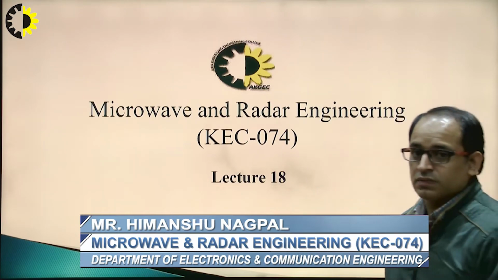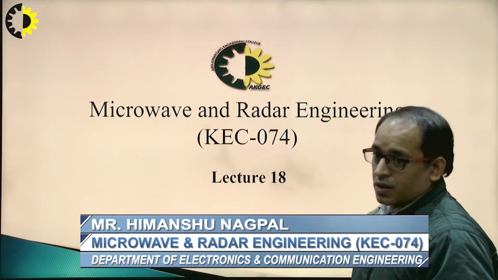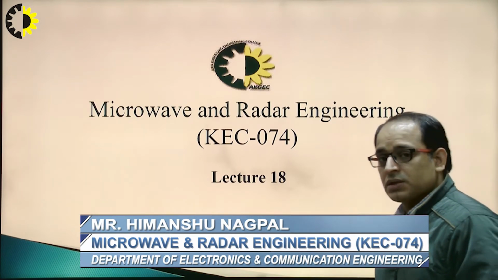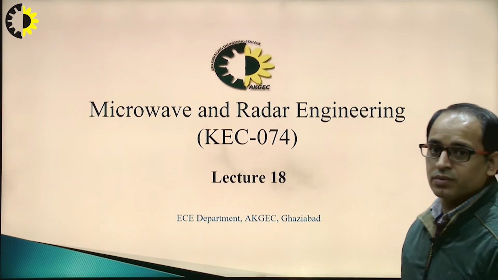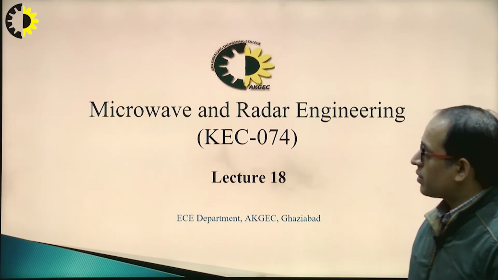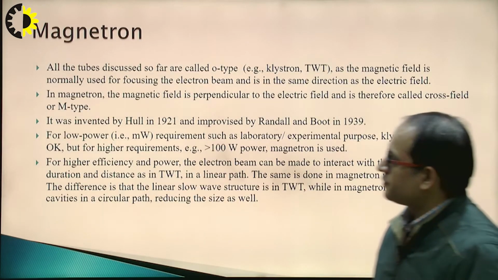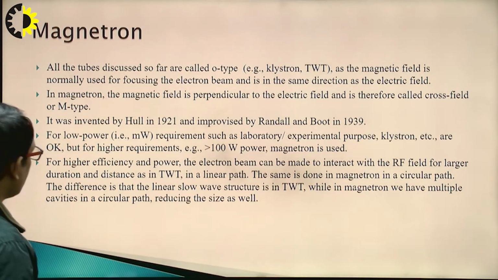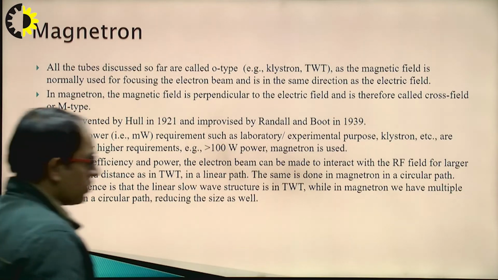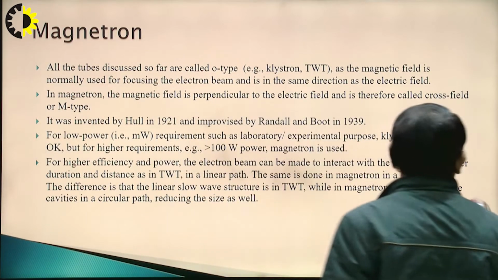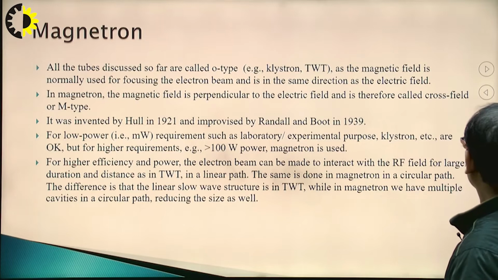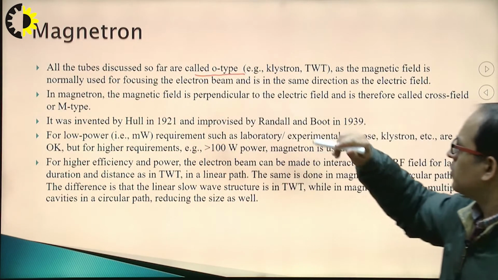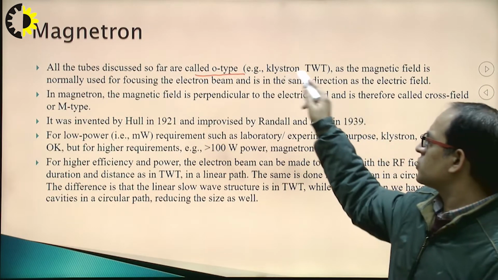In the last lecture, we discussed the TWT, which is one of the microwave tubes. In today's lecture, we will discuss another microwave tube, that is the magnetron oscillator. All the tubes which we have discussed so far, the klystron and TWT, are O type tubes.